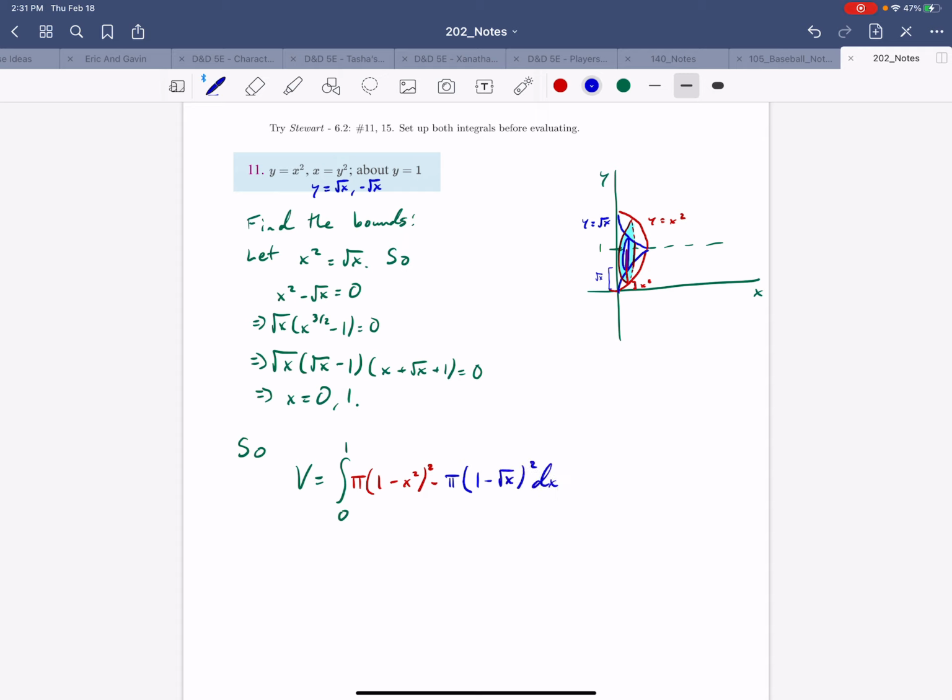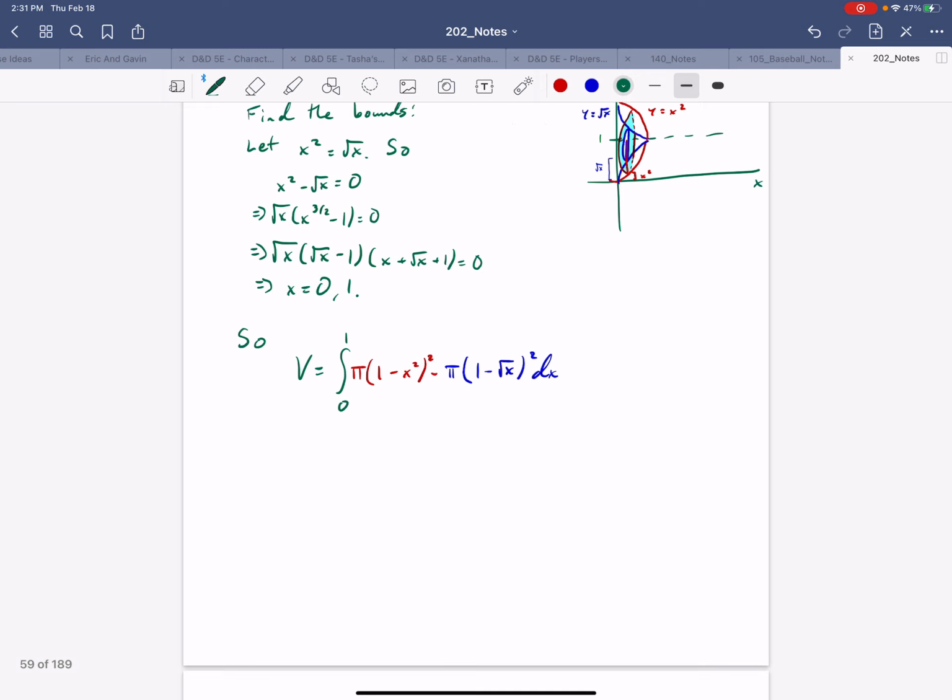Okay. And then from here, it's just a bunch of simplification. Do the integration, make it happen. I recommend pulling the pi outside the integral. FOIL this out, you get 1 minus 2x squared plus x to the 4th. Minus, be careful distributing that negative sign, please. Minus 1 plus 2 root x minus x dx. Notice your 1 and your minus 1 cancel out. Everything else should be pretty good, I think.